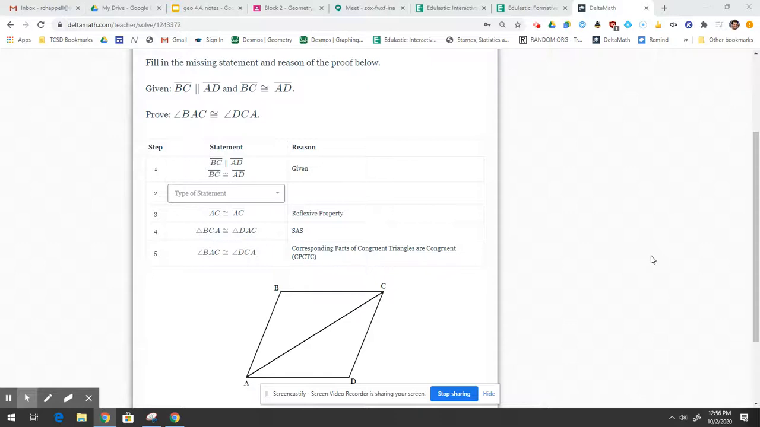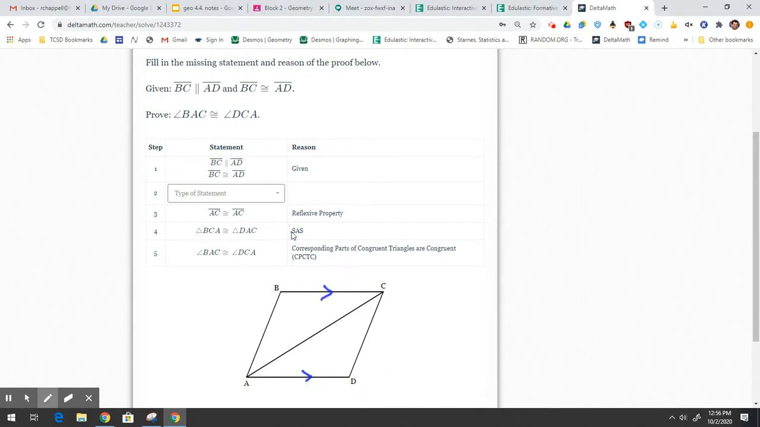Okay, so one of the types of proofs you're going to see is filling in the missing statement and reason. So you have to fill in the missing step that they have in this proof. It's all put together for you except for that step. So we are given that BC is parallel to AD, all right?